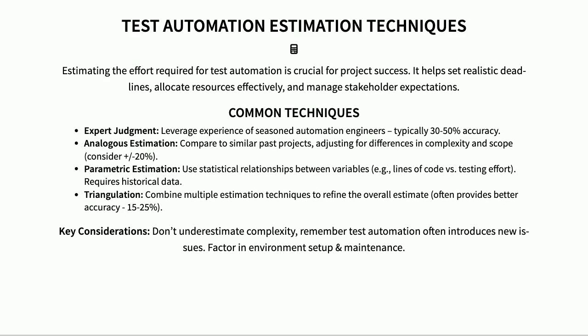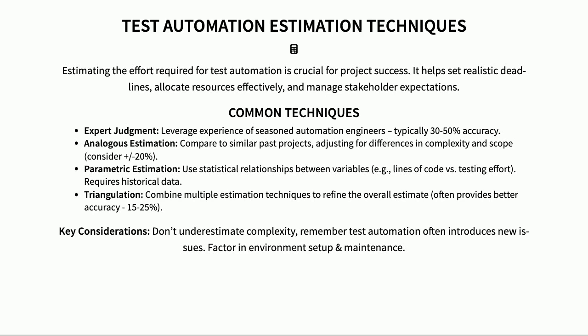Okay, let's talk about how we figure out how long it will take to automate our tests. It's surprisingly important. First, we can rely on the expertise of experienced automation engineers. They usually have a pretty good sense for what's involved. But remember, their estimates aren't perfect, typically around 30 to 50% accurate.